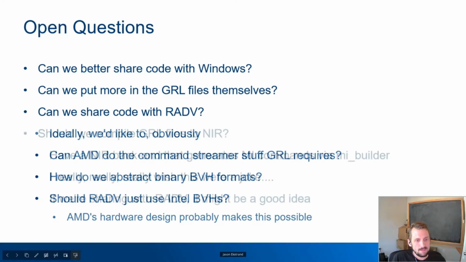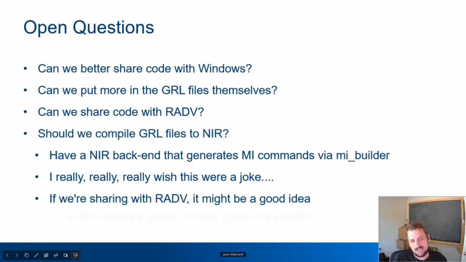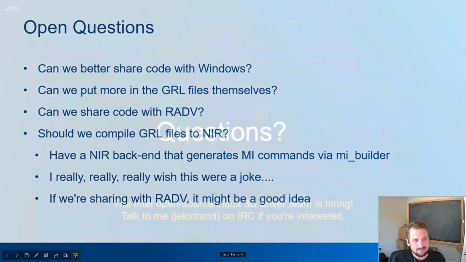Should we compile Grl files to NIR? Currently we have a little Python thing that's hand-rolled that has a little mini IR in it. It does the parsing. It does a little bit of optimizations. Maybe we should just have a NIR backend that generates MI commands via MI Builder. As much as I wish this were a joke, this is not the joke slide. I have seriously considered doing this. If we're sharing with RADV, this might actually be a good choice because they're going to need to emit a completely different set of stuff with their command streamer, and maybe just having it in an actual IR is a good idea. Again, lots of open questions.